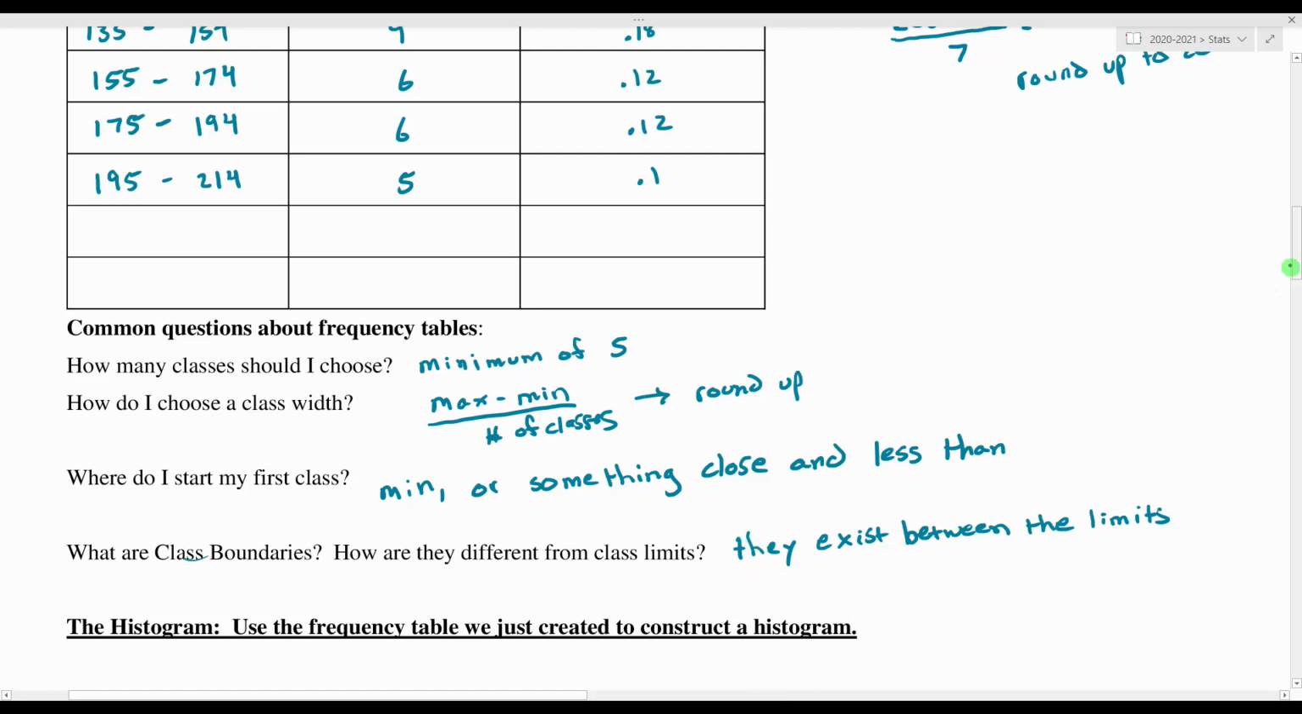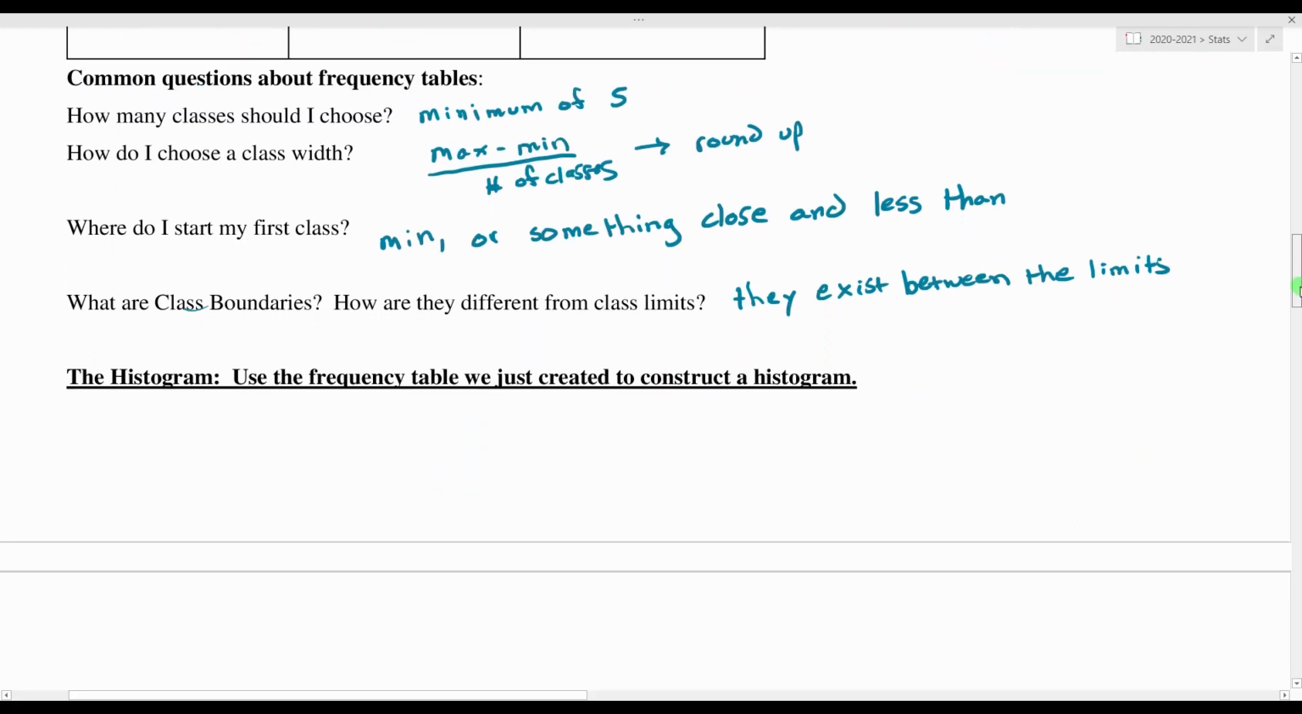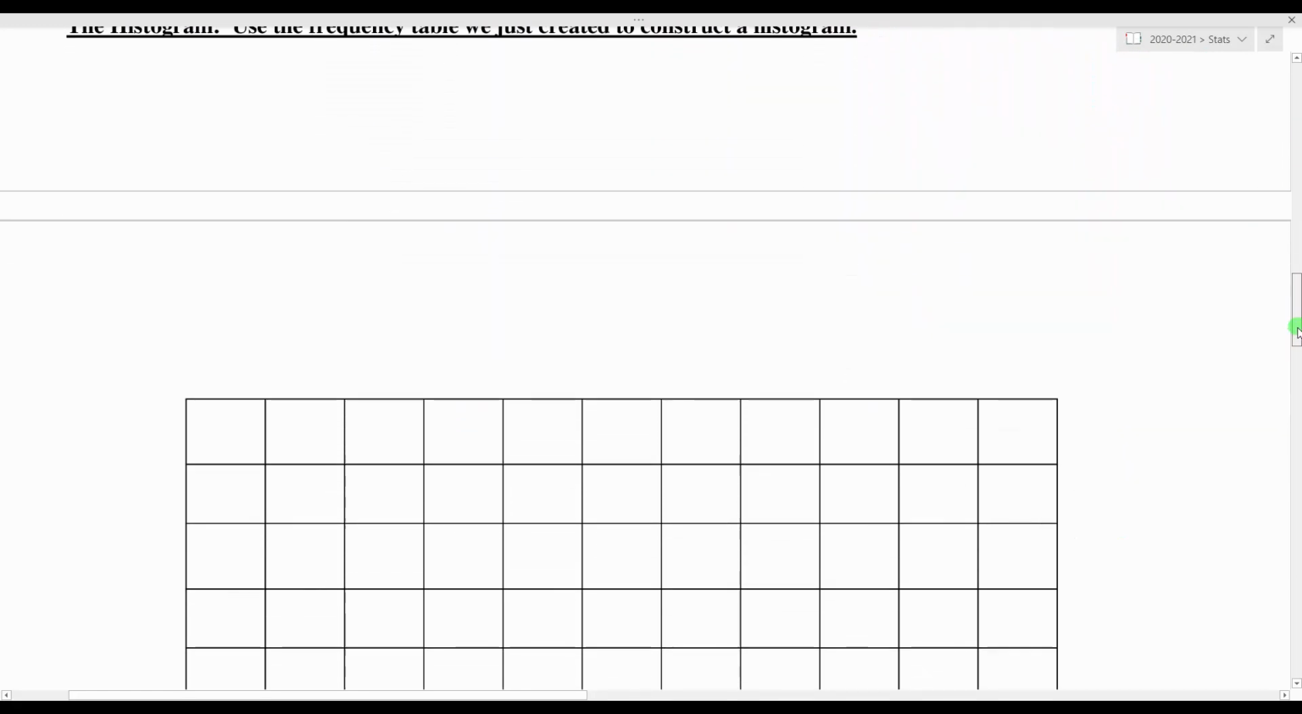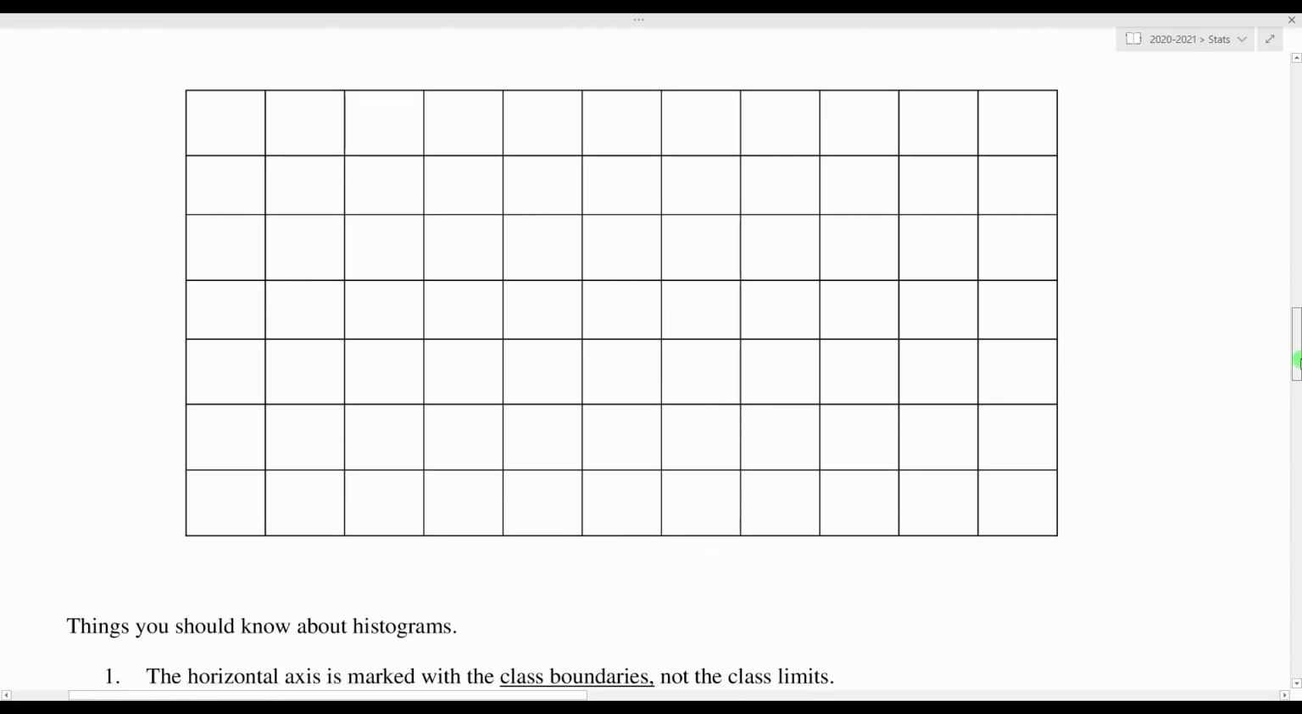Now let's use this frequency table and make this thing called a histogram. When you initially see this, you're going to say that looks like a bar graph, but there are some distinct differences between histograms and bar graphs. So let's start. When we talk about histograms, we're putting this on a graph.